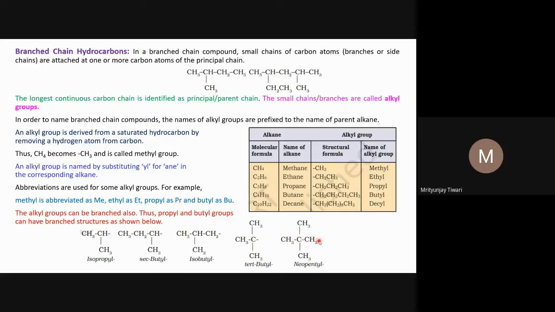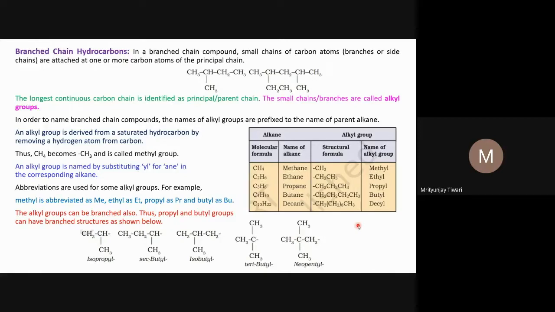Even if it is attached to the main chain or the root chain, we know this is the alkyl group, so it will attach to this carbon atom. So the number of carbon atoms attached to this carbon is not going to change. And anyway, what we know, the quaternary carbon atom is the carbon atom linked to four carbon atoms. This cannot go more than four because carbon has only four covalency. So these things we already know.